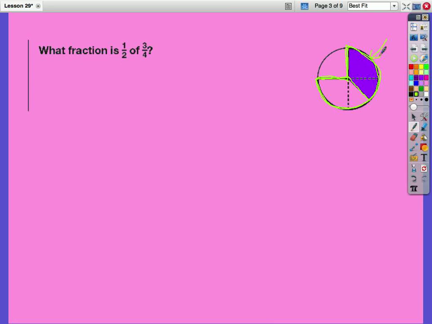Remember, the word of means to multiply in math. So what we're going to do is 1/2 times 3/4. When multiplying fractions, it's very simple. We multiply the top numbers together, multiply the bottom numbers together, and then we'll have to reduce if our answer can reduce. Whatever's on the top stays on top, whatever's on the bottom stays on the bottom. So 1/2 of 3/4 is going to be 3/8.